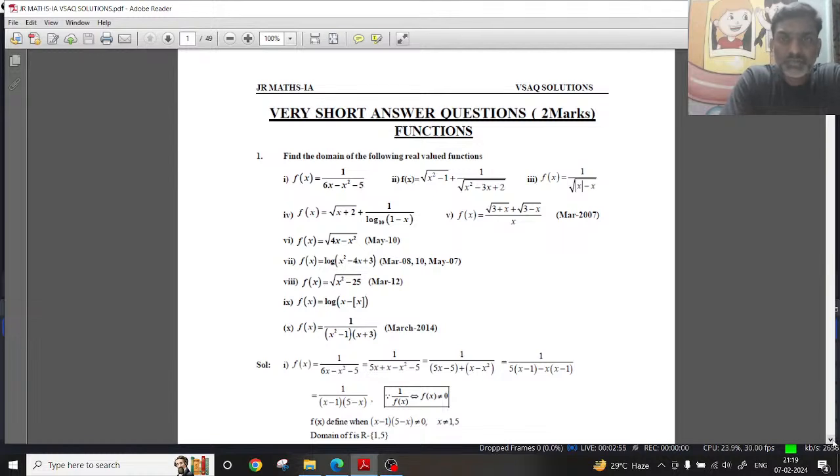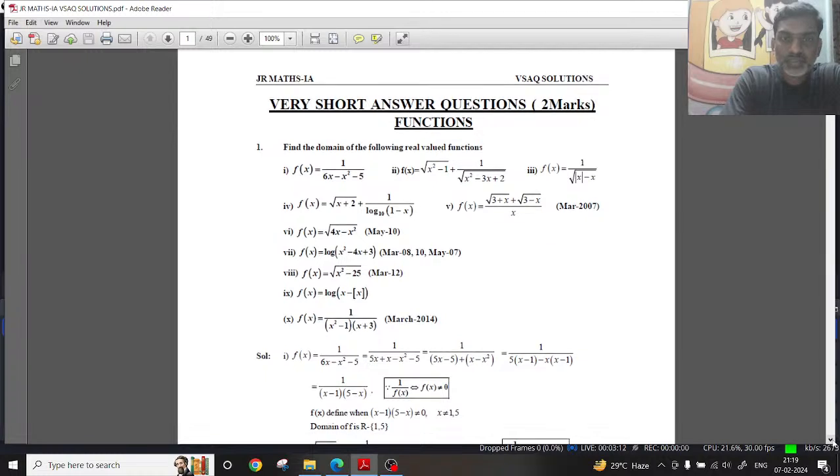So find the domain of the following real valued functions. Here we have some model questions. Total 10 questions are there. Calculating a domain is important. Basically domain is nothing but the input where the function is defined, that we have to calculate.